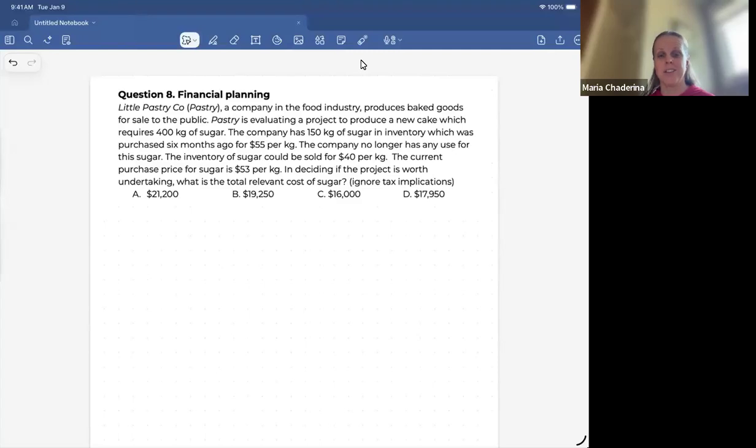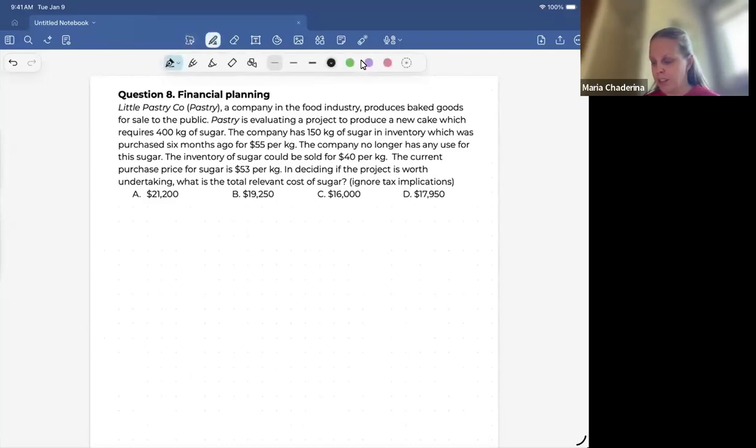Next question is question number 8, and while the title says financial planning, I think a more accurate, more fundamental description is the question of valuation, okay? How do you value an asset? How do you value an ingredient in this case, okay? So what are we looking at?